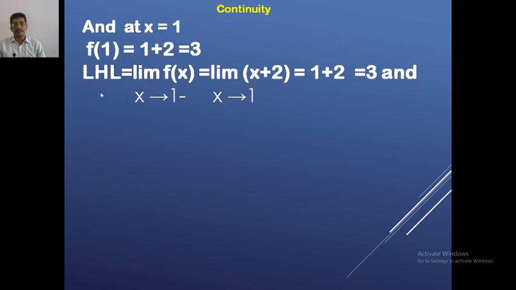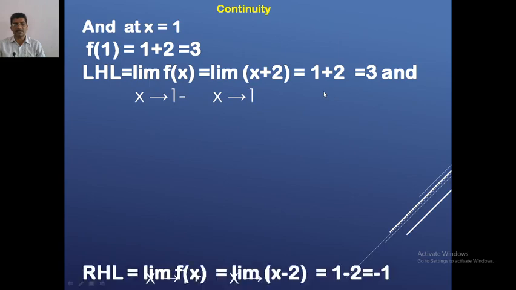Next, find the left-hand limit. The limit of f(x) as x tends to 1 minus, where x is less than 1, is equal to the limit of x plus 2 as x tends to 1. Its value is also 1 plus 2, which is equal to 3. Here the left-hand limit is a finite real number, therefore the left-hand limit exists.